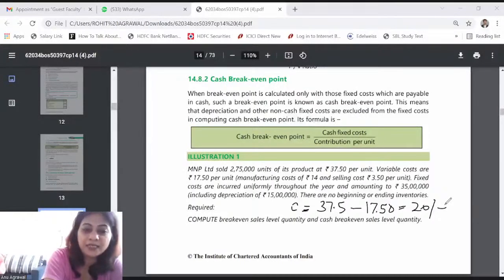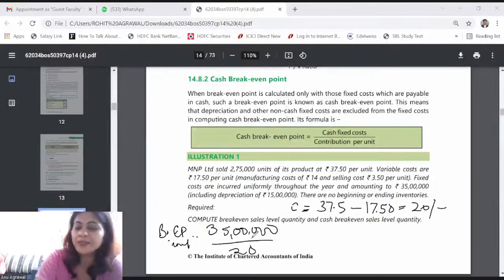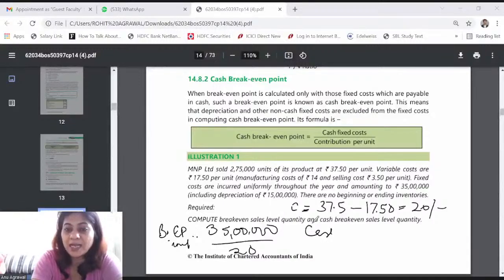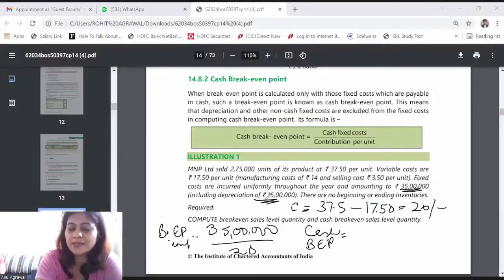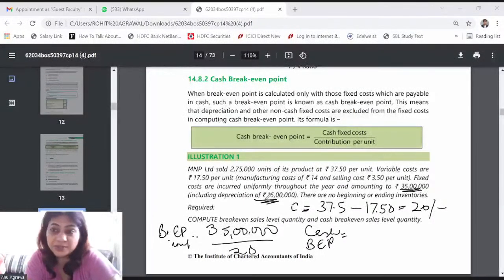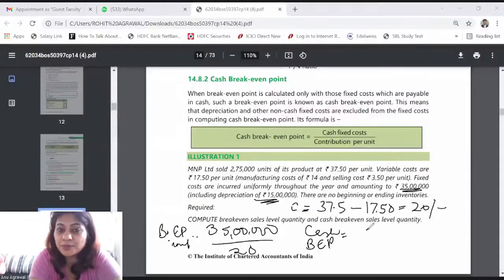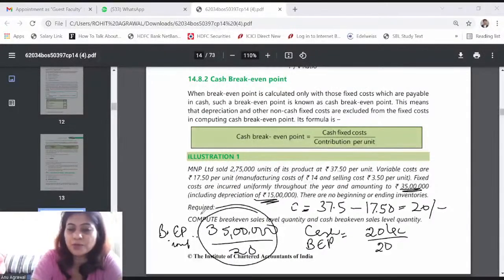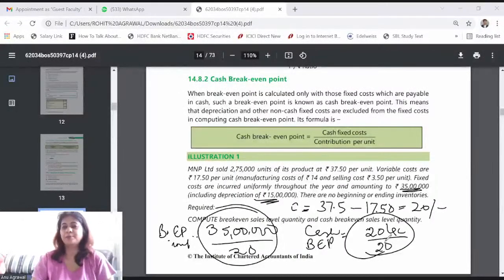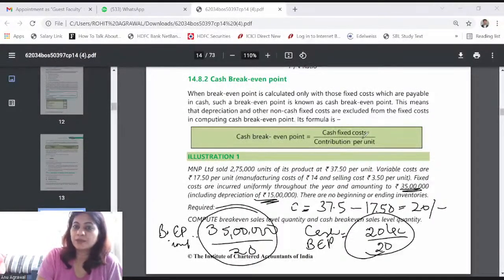Now, what is your normal break-even point? Your normal break-even point in unit terms will be 35 lakhs divided by 20, yes or no? But if you're asking me cash break-even point, it'll be 35 lakhs and I'll subtract 15 lakhs because that's depreciation. Depreciation is a non-cash item. So my cash fixed cost will be how much? 20 lakhs divided by contribution. So this will give you your normal break-even point and this will give you your cash break-even point. Am I good? Okay.